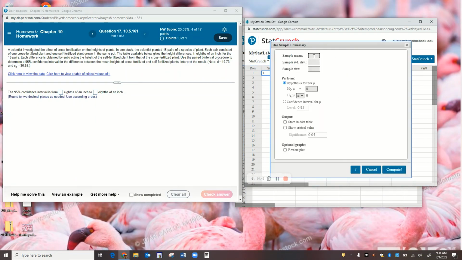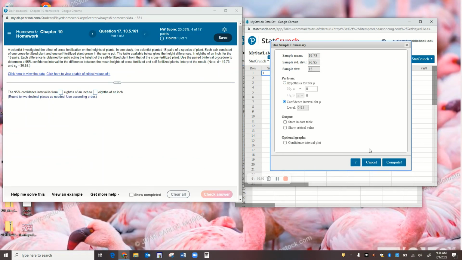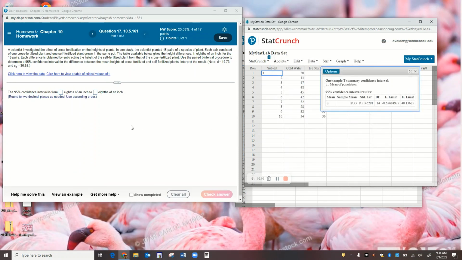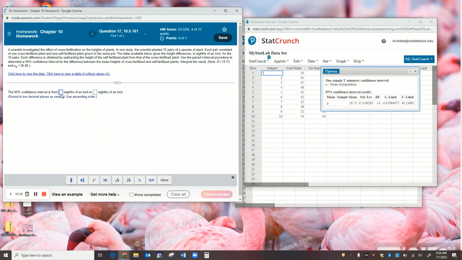Sample mean, just put what D bar was. So that's 19.73. Sample standard deviation, 36.85. Sample size, they told me there were 15 pairs. Okay. And we're doing a confidence interval this time at the 95% level. So compute, please. And we're rounding to 2 decimal places. So this lower limit would be negative 0.6, I got to round that up to 8. And then upper limit 40.14.